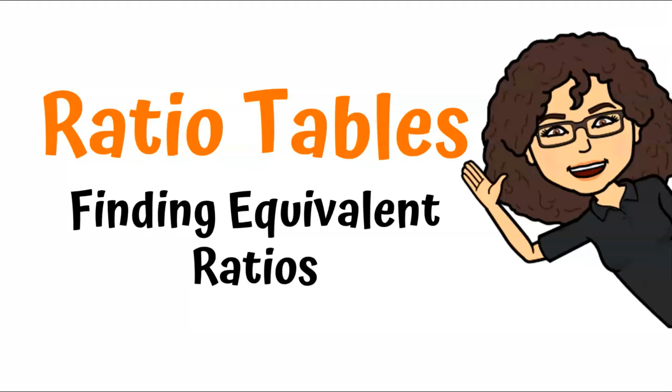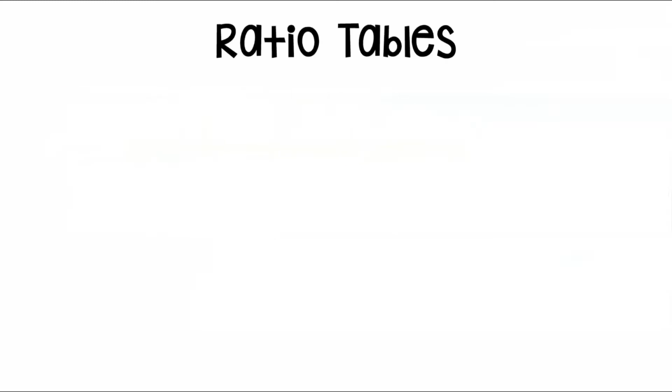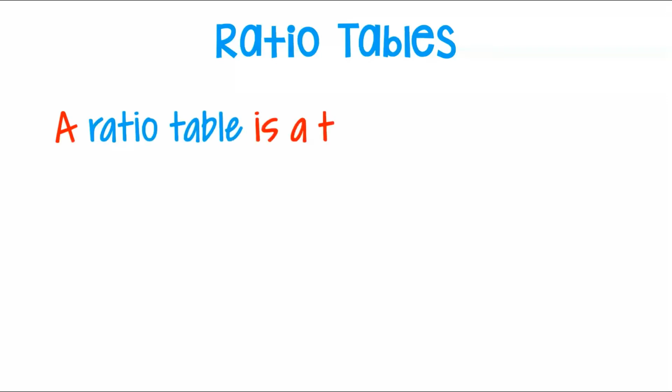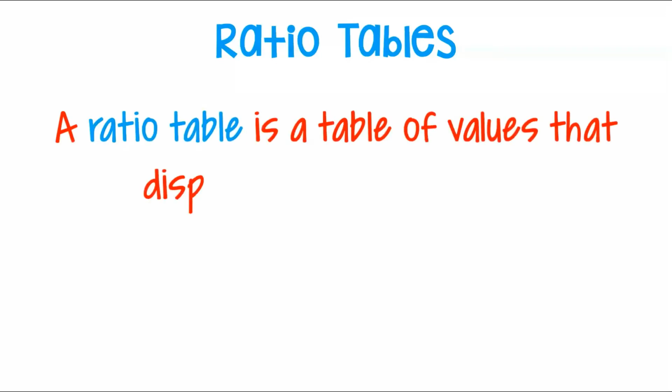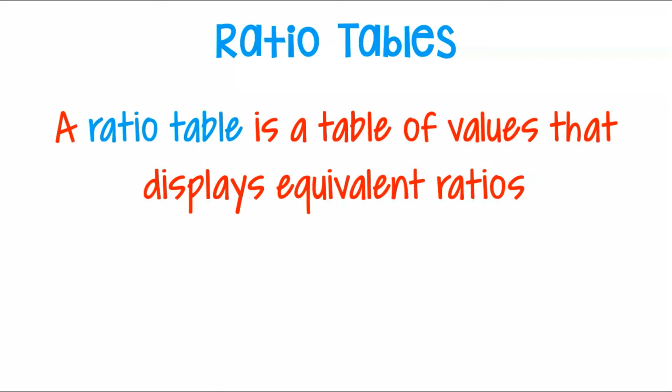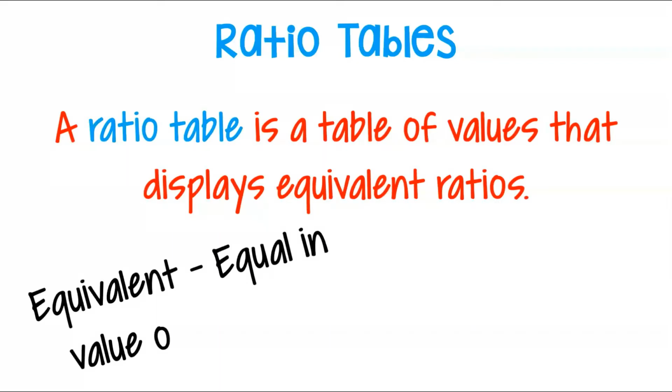Hi, this video is designed to help you learn how to use a ratio table to find equivalent ratios. Ratio tables. A ratio table is a table of values that displays equivalent ratios. And equivalent means equal in value or amount.